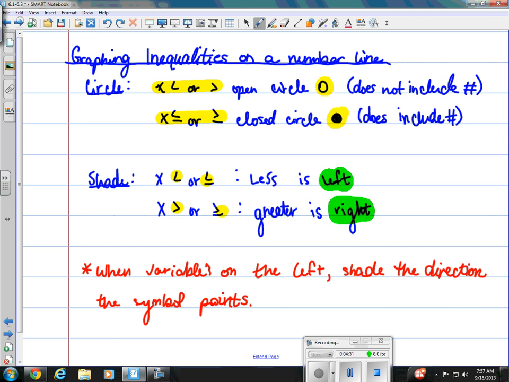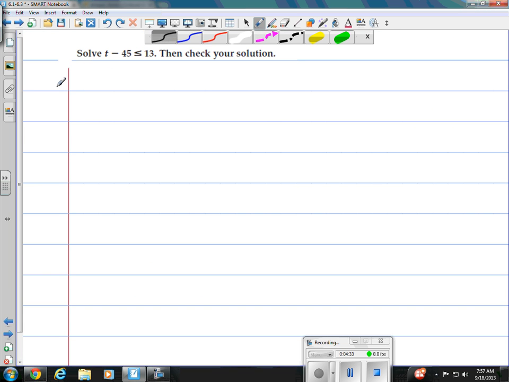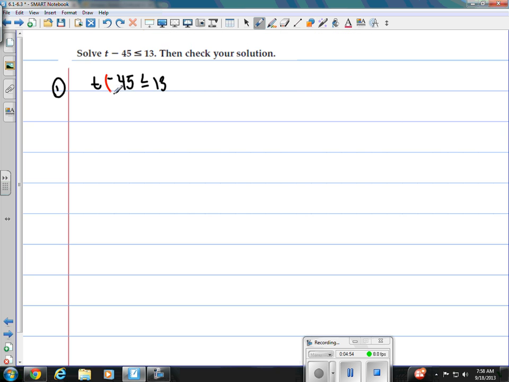Alright, so let's look at some examples. Example 1. It says t minus 45 is less than or equal to 13. So we solve it the same way we would an equation. We look at our t and ask ourselves what's happening to the t. It's a minus 45. So the first thing I need to do is transpose my minus 45, take him over here and make him a plus 45. So t is less than or equal to 58.